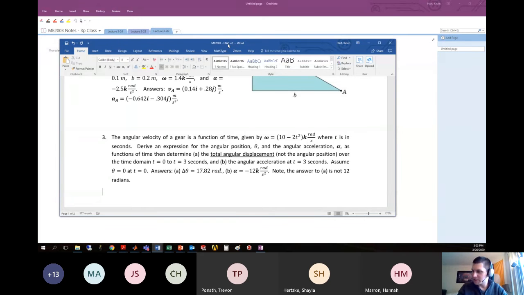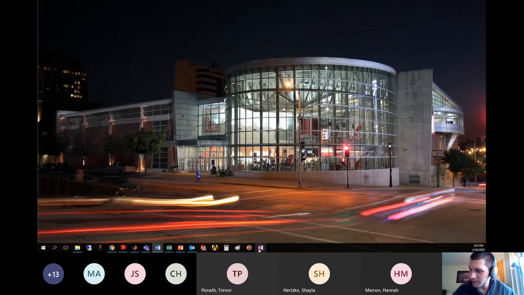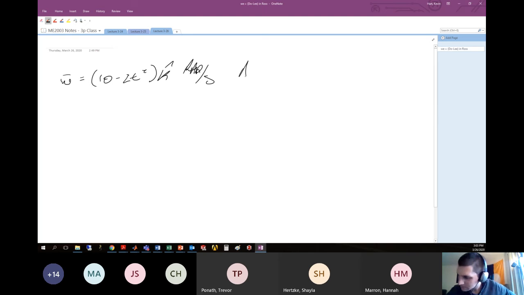So let's copy some of the information from the problem down here, and then we'll talk about the problem. Generally, we were given that the angular velocity vector omega is a function of time, namely that it is (10 - 2t squared) k hat radians per second. So we're asked for theta as a function of time. That is the angular position of this piece as a function of time.